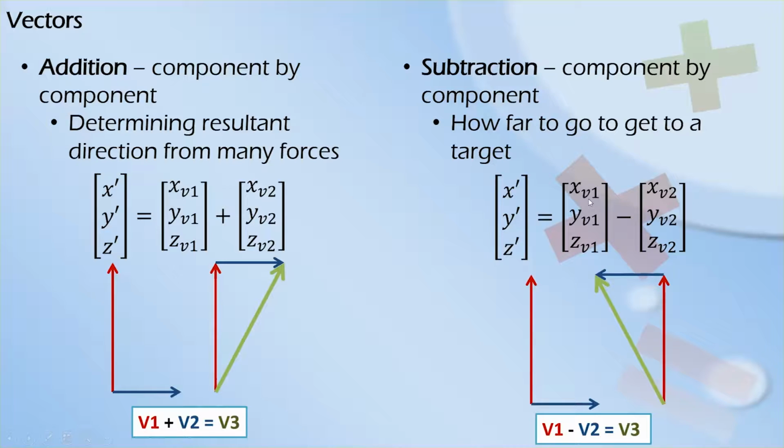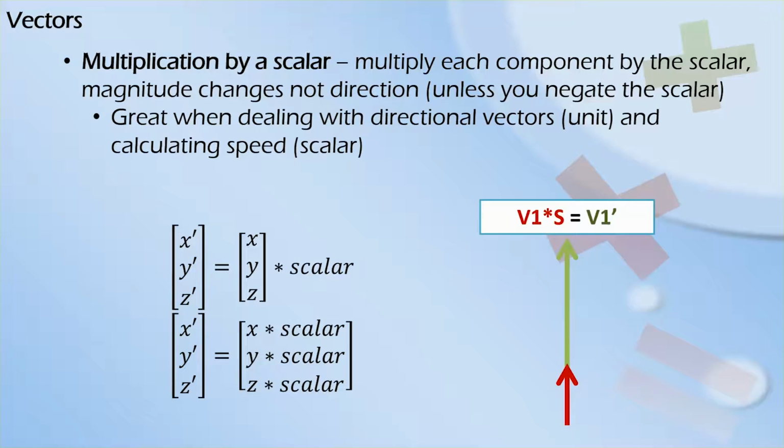And this is also the same thing as before, X minus X, Y minus Y, Z minus Z to make our final outcome, which is X prime, Y prime, and Z prime in this case. Subtraction is incredibly useful. It's a great way of determining how far you have to go to get to a new target. Multiplication by a scalar.